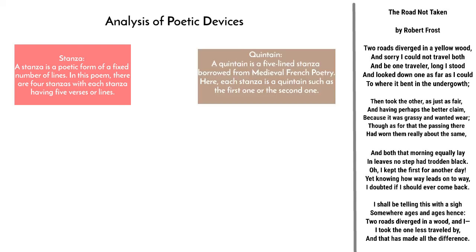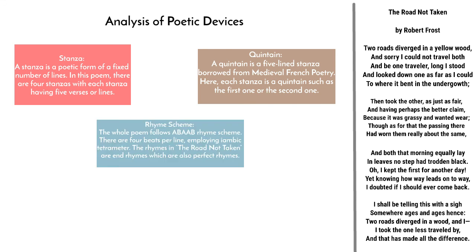2. Quintain. A quintain is a 5-line stanza borrowed from medieval French poetry. Here, each stanza is a quintain, such as the first one or the second one. Third, rhyme scheme. The whole poem follows an ABAAB rhyme scheme. There are 4 beats per line, employing iambic tetrameter. The rhymes in The Road Not Taken are also perfect rhymes.